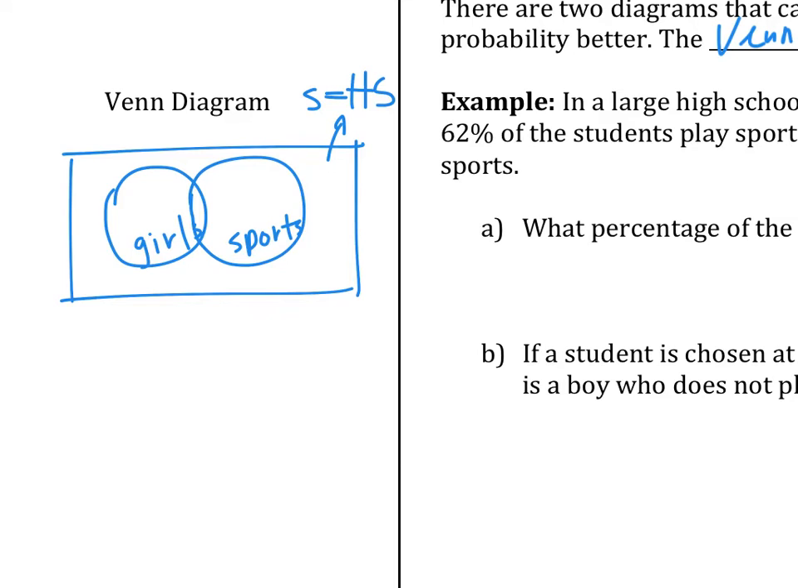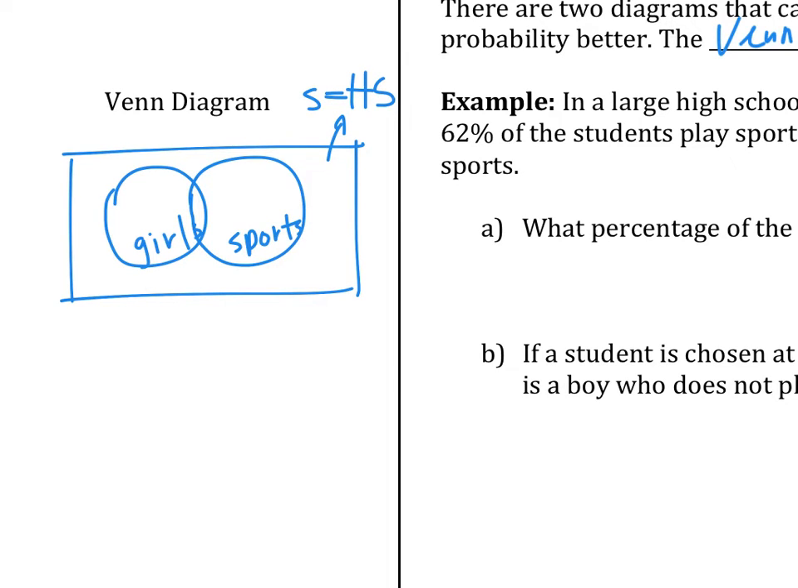Now let's go ahead and organize our information so that it goes on the Venn diagram. So first, 54% of the students are girls. Okay, so this circle represents 54. So then everything that's outside of this circle represents boys. Okay, 62% of the students play sports. Okay, so that's this part. So 62% of the students play sports, and then everything outside of that is people who don't play sports.